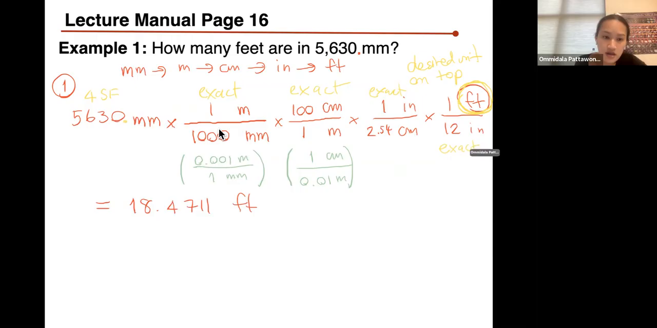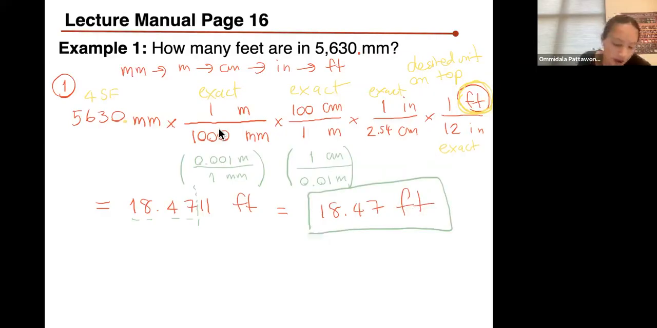So therefore, in this case, your final answer is going to be limited by the 4 sig fig, right? So we are going to cut it right here. Okay, so 1, 2, 3, 4 sig fig. So therefore, the final answer will equal 18.47 because the 1 after 7, you round it down, right? So this would be your final answer right here.